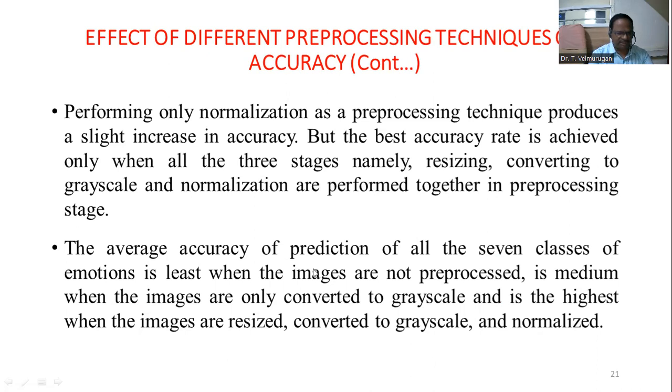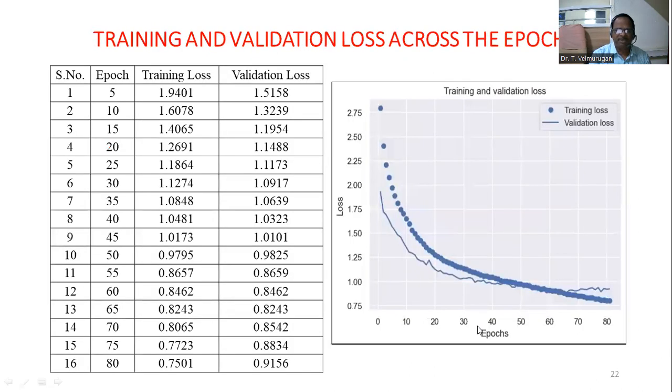together in the pre-processing stage. Therefore, the average accuracy of prediction of all the 7 classes of emotions is least when the images are not pre-processed. It is medium when the images are only converted to grayscale, and is the highest when the images are resized, converted to grayscale and normalized.